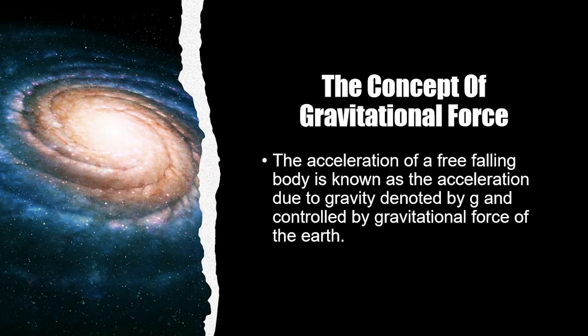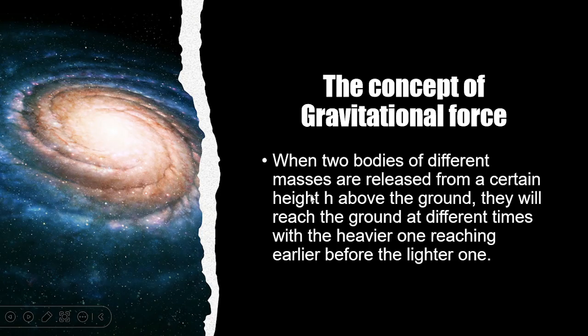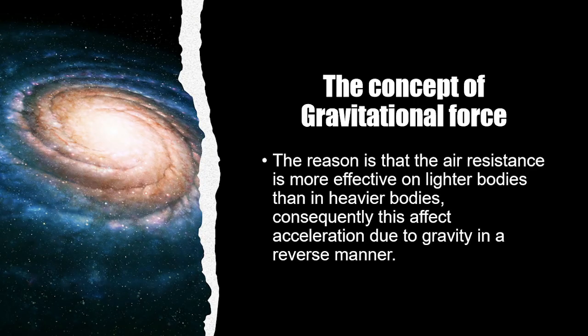We know that the acceleration of a free falling body is known as the acceleration due to gravity, usually denoted by g and controlled by the gravitational force of the Earth. When two bodies of different masses are released from a certain height, denoted as h, above the ground, they will reach the ground at different times, with the heavier one reaching earlier than the lighter one. The reason is that air resistance is more effective on lighter bodies than on heavier bodies. Consequently, it affects the acceleration due to gravity in the reverse manner.